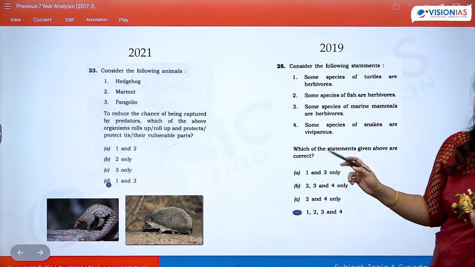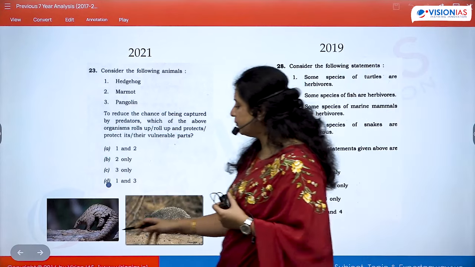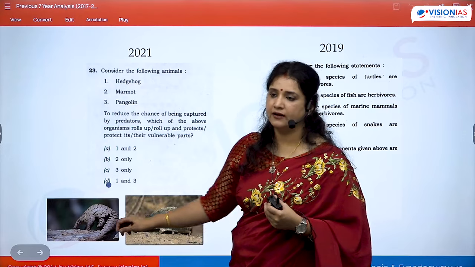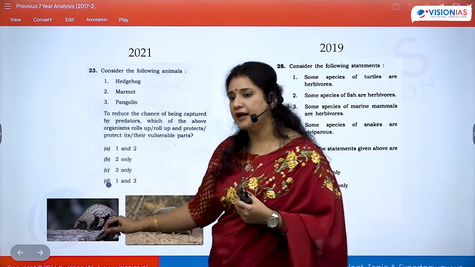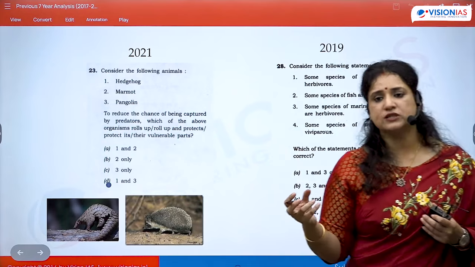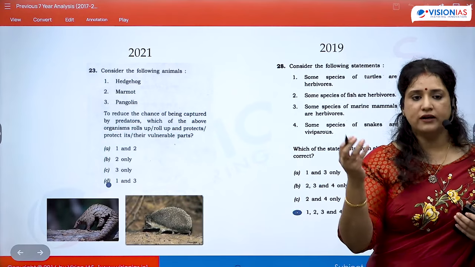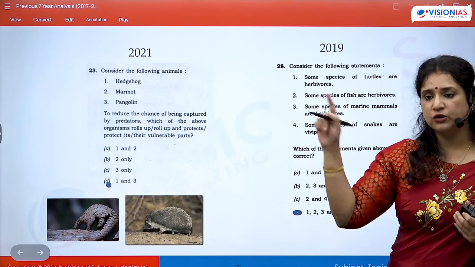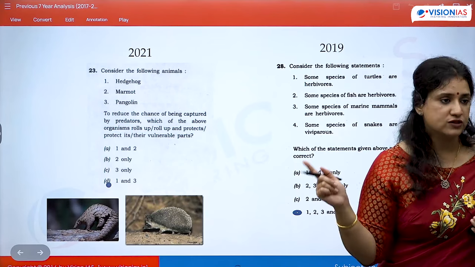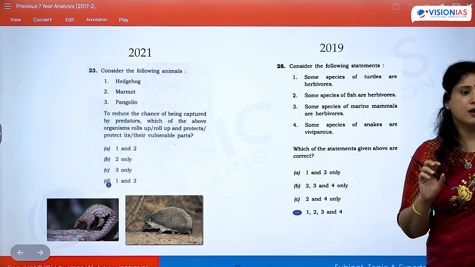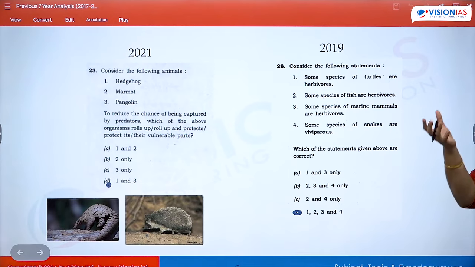Pangolin is one of the most highly illegally traded animals in the world. Why? Again, find out. So when you are reading about a species, read the basic things about it: what is its feeding pattern, what is its habitat. And then search the news tab, whether it is in the news for some reason. That will help give context to your preparation also. So you will remember it faster.